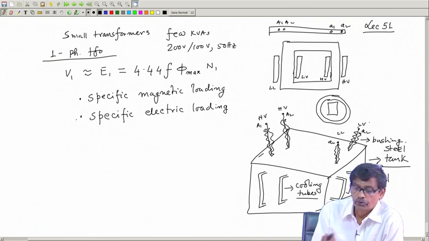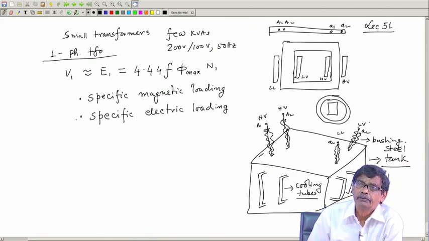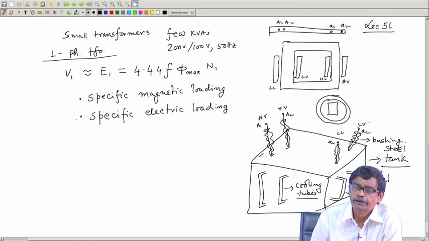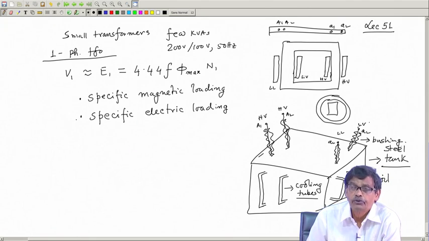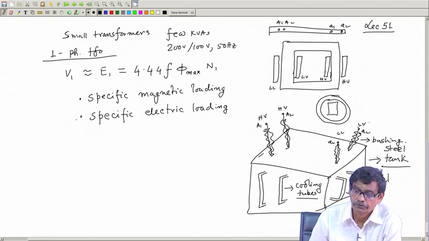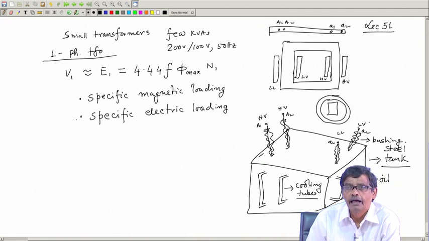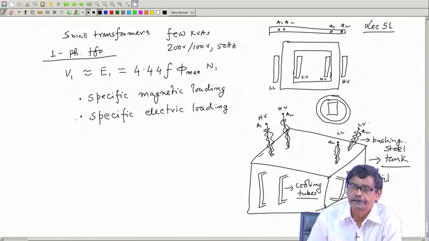Then I will show that the kVA, which essentially tells you about the size of the transformer, can be shown to be proportional to specific magnetic loading, specific electric loading and the physical dimension of the transformer. That is the first thing.